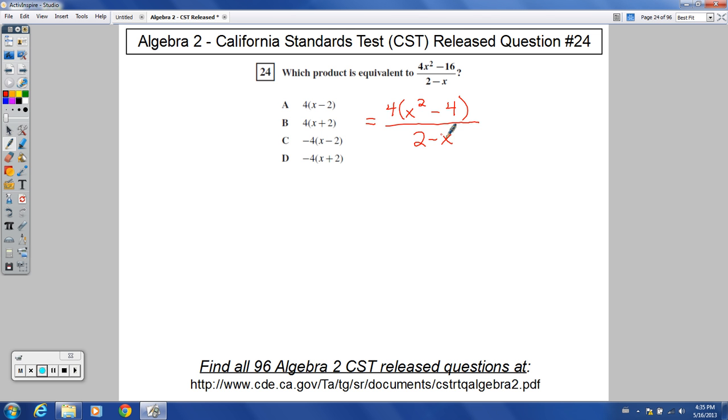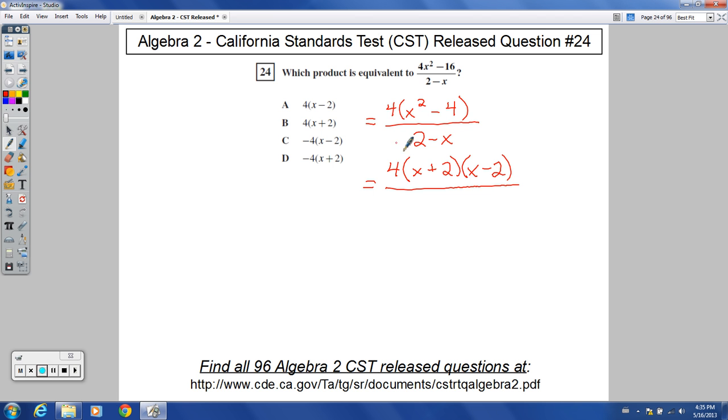But I notice I have 2 minus x. I'm going to think of these right now as two separate problems. The numerator is one problem, the denominator is a separate problem. In the end, we'll combine them together. So on the top here, I've got x plus 2 times x minus 2, just the difference of 2 squares.